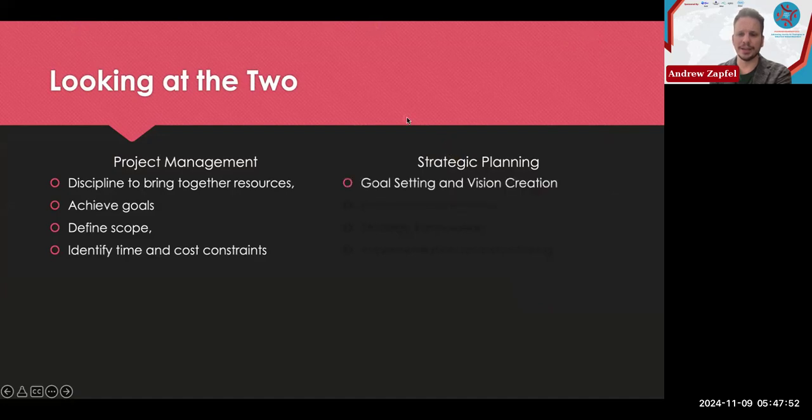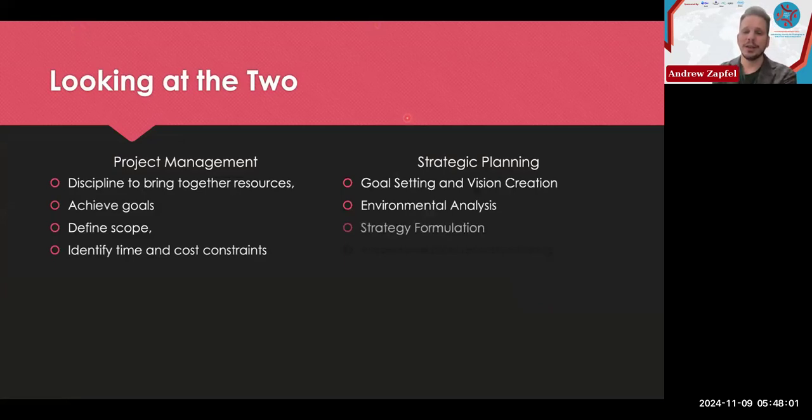Strategic planning, on that side, includes goal setting and vision creation, environmental analysis, understanding the context of the situation you're working in, and strategy formulation. So once you've done that, you're able to now identify your key priorities and how you're going to set out to do so. But also, any strategic plan includes implementation and monitoring. And this was brought up earlier in the introduction.